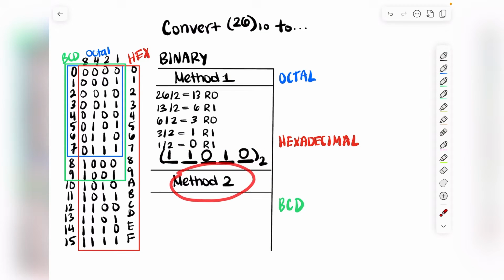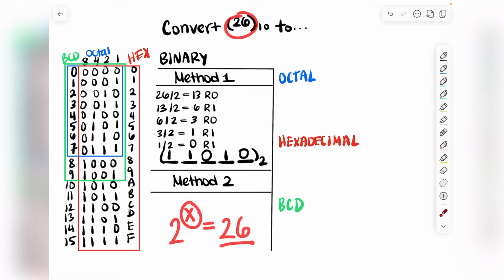Now the second method requires us to know how many bits we're going to need before even starting anything. So how do we figure that out? Well, all you have to do is say 2 to the what is going to give us the number we want to convert from, 26. And we're not looking for exactly x, we're just looking for the first x that's going to give us a number bigger than 26.